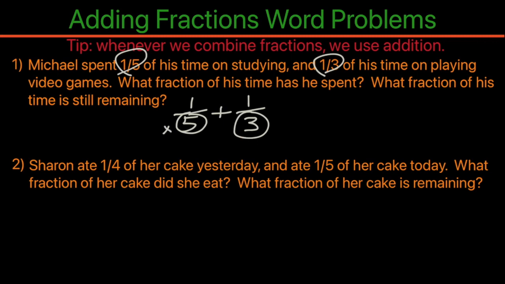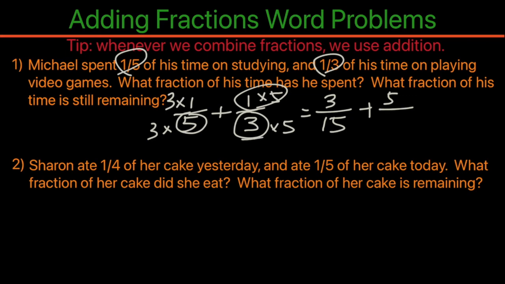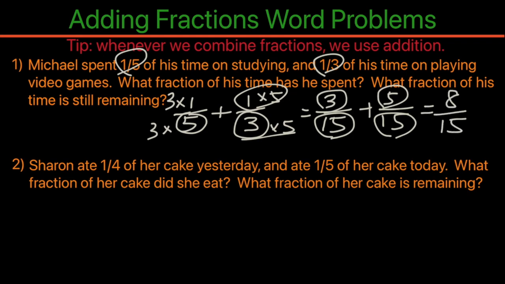So 1/5 we will multiply by 3. And if we multiply the denominator by 3, we need to multiply the numerator by 3 as well. And we'll do the same for 1/3. So 3 would then times by 5, and the numerator will also times by 5. Now if we rewrite this, 3 times 1 is 3, 3 times 5 is 15, and plus 1 times 5 is 5, 3 times 5 is 15. And now we have a common denominator of 15. So now we just need to add the 3 and 5 together and we get 8 over 15. And so 8 over 15 is the fraction of his time that he spent.